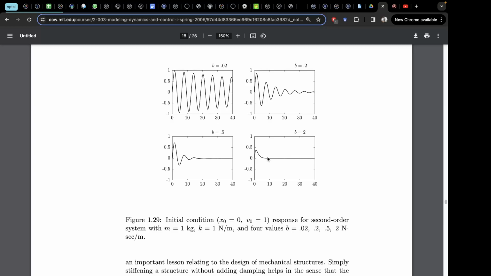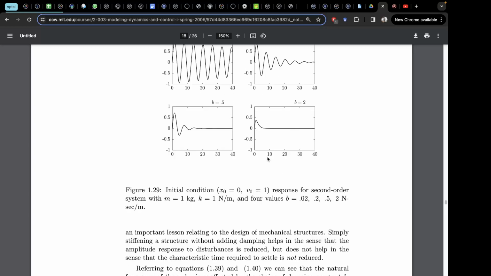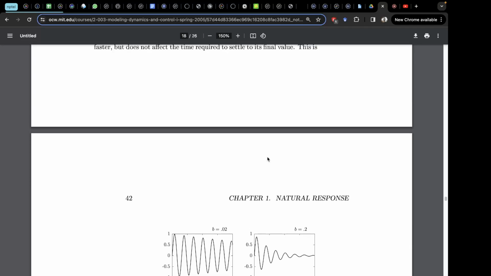And why is critical damping important? Because most of the time when we study control laws and PID laws, we will set the gain such that the system is critically damped, so that oscillations die down quickly, right?